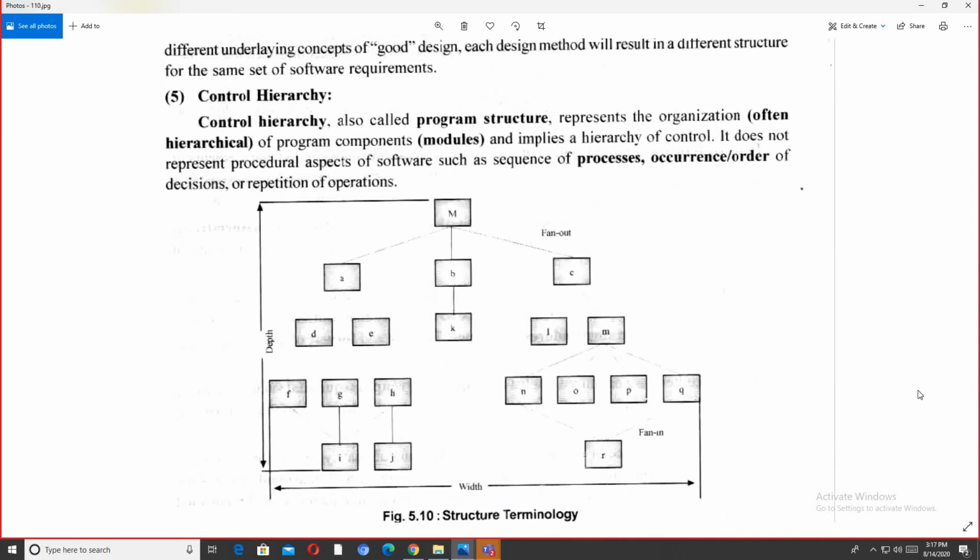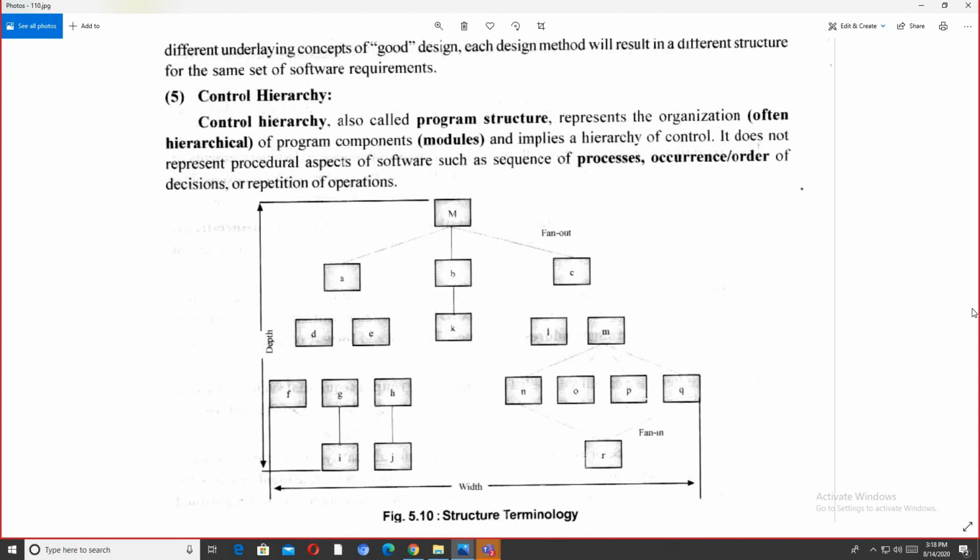Now, what is control hierarchy? There will be various structures, and there has to be a hierarchical representation, and a hierarchical representation in the code as well. You can see the highest module is M, and as we go down the depth, there are various modules connected with each other, but they are always under the control of the next higher module. This is known as control hierarchy. It is also called program structure.